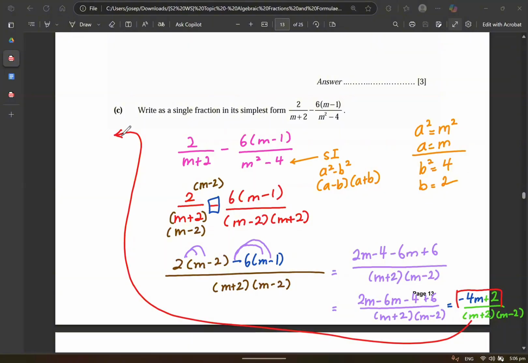I'll continue from here, because I have no space. What do I mean by that? You can take out 2, right? What are you left with? But unfortunately, what happens is that you cannot cancel anything. So therefore, this is your answer for this question.